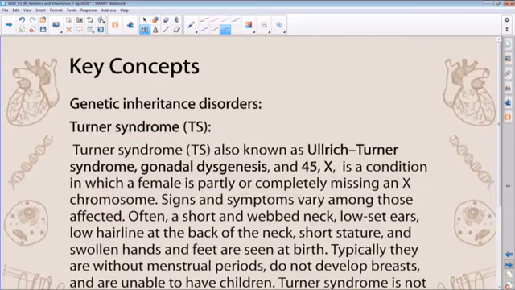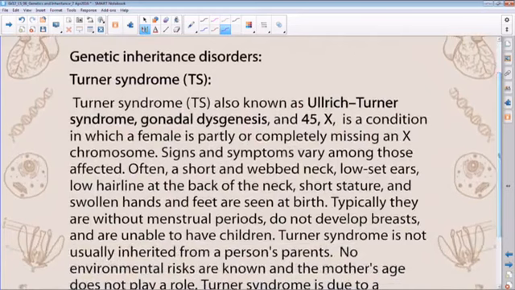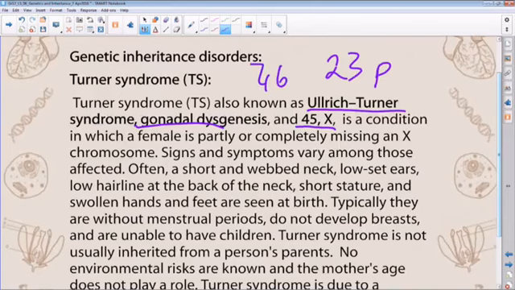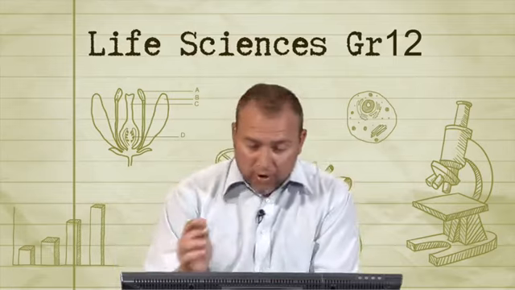The next one is Turner syndrome, a genetic inheritance disorder. Turner syndrome is also known as, and I can never say this, Ullrich-Turner syndrome or gonadal dysgenesis. You know me, I cannot say some of these words. It is 45 X. Now, if you think about it, how many chromosomes do we have? We have 23 pairs, or 46 chromosomes. How many are here? There are 45. There's one missing. A female is partly or completely missing an X chromosome. You've learned that males are X and Y. This female has either an X with part of the other X missing, or just one X, which means something's missing. And here it is.